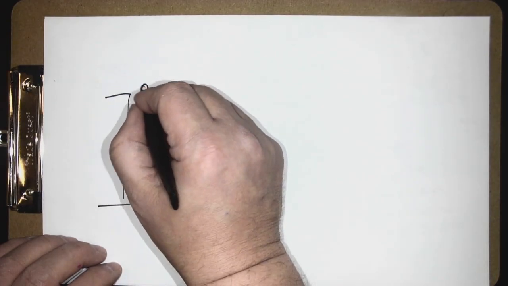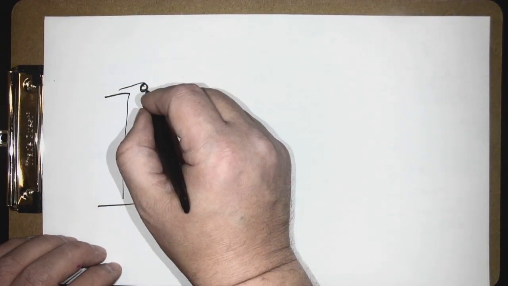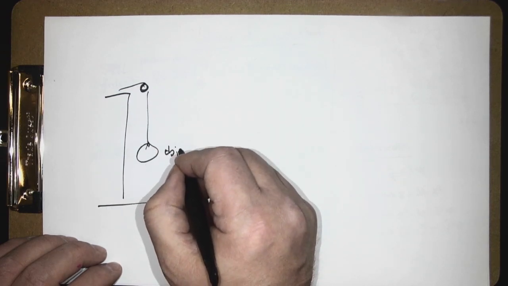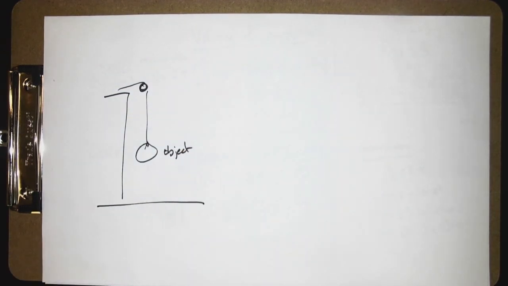Well, you have the ground level. We'll pretend like we're lifting something up. There's a pulley up here, and we're lifting up some object. So we know we're lifting up some object because it has the word object. All right, so here's our object. You basically have a few pieces of information.